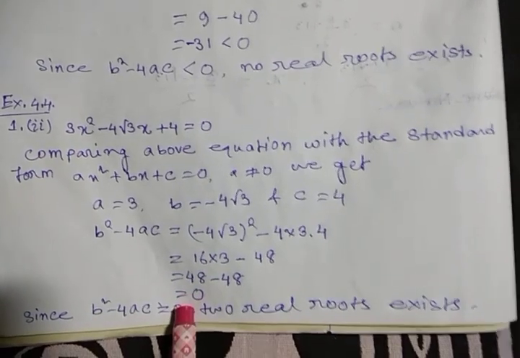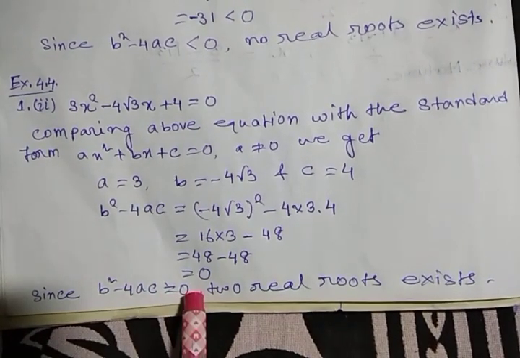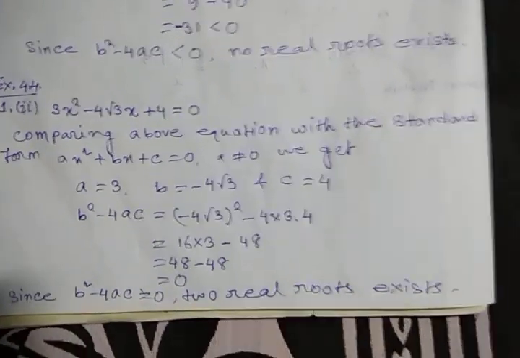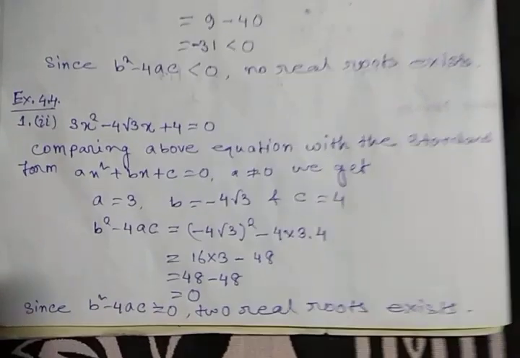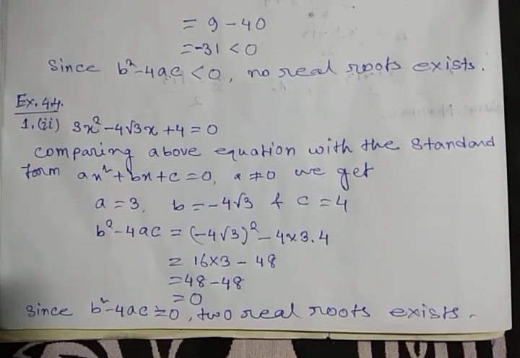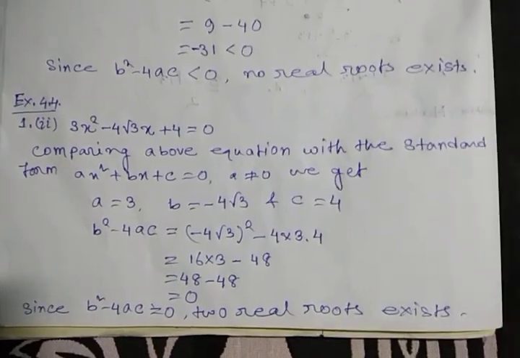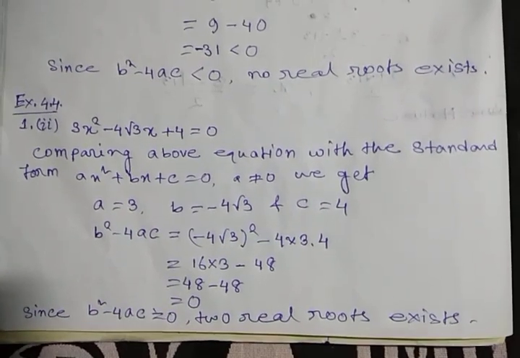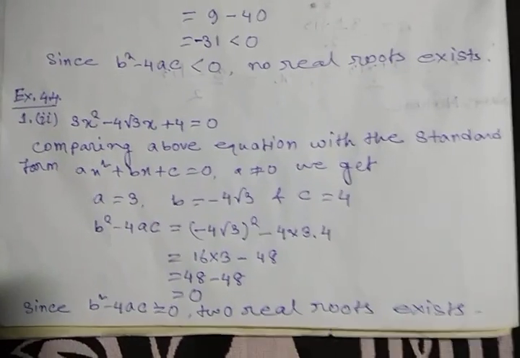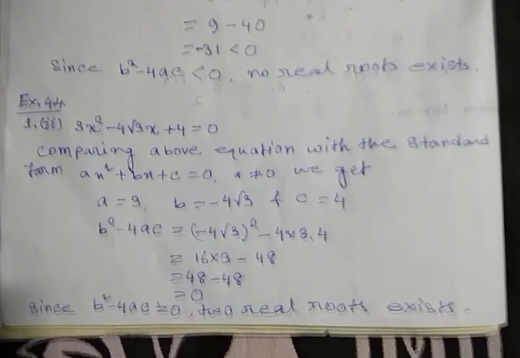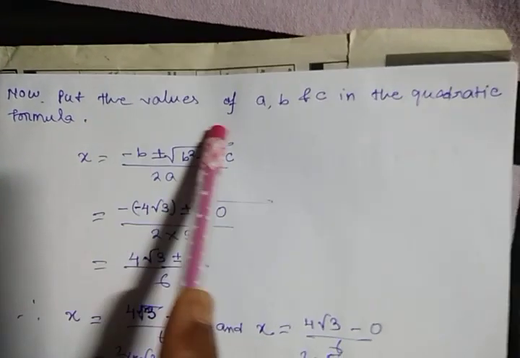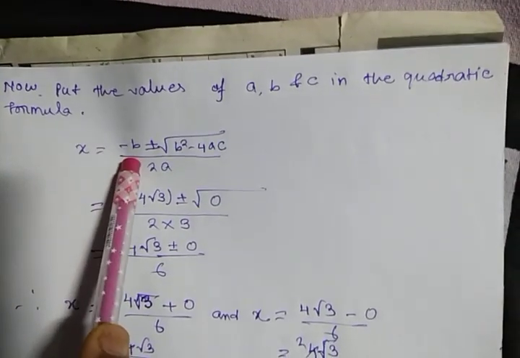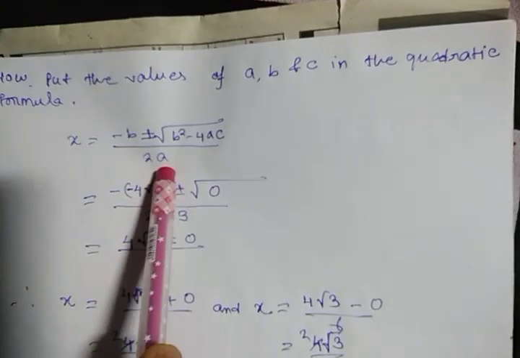So the discriminant becomes 0. Since b square minus 4ac is equal to 0, two equal real roots exist. So we need to find the roots here, because it is given that if real roots exist, we need to find them. Now put the values of a, b and c in the quadratic formula. The quadratic formula is x is equal to minus b plus minus root over b square minus 4ac by 2a.